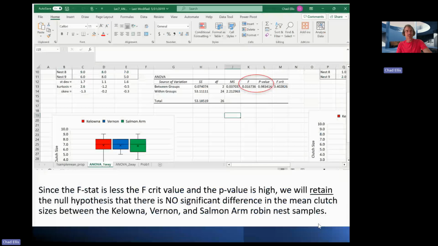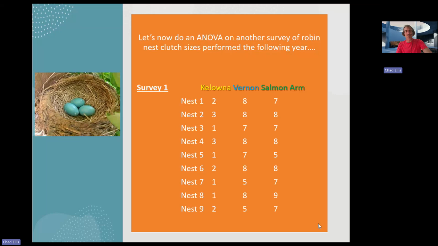And you can see I've actually made some box plots at the bottom there. You can see that the distributions of the number of eggs in the nests between Kelowna, Vernon, and Salmon Arm are relatively similar. So it's not really surprising that my ANOVA test is telling me not to reject the null hypothesis. Okay, so let's imagine we go back the next year, however, and we do another survey and we have another set of data. So now this is our new data set for the number of eggs in 9 nests surveyed in Kelowna, Vernon, and Salmon Arm.